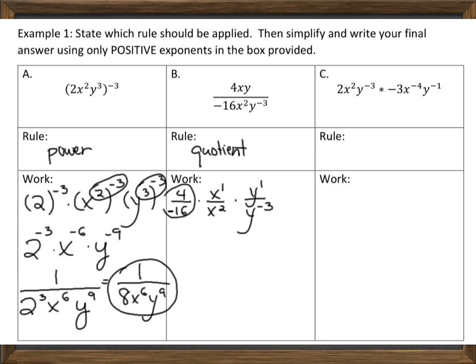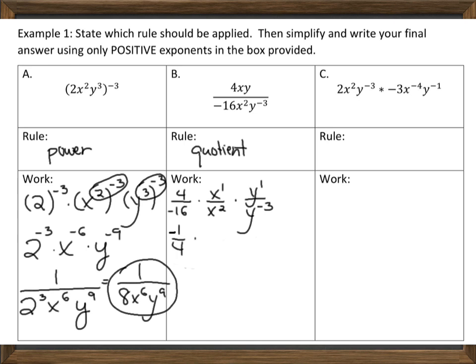So let's tackle this fraction. Remember, fraction is just division, right? And back in an earlier chapter, we learned how to reduce fractions. In this case, we can reduce by dividing numerator and denominator by 4. 4 divided by 4 is 1. Negative 16 divided by 4 is negative 4. So the first thing we have is that 4 over negative 16 reduces to negative 1 over 4. So that becomes negative 1 over 4.